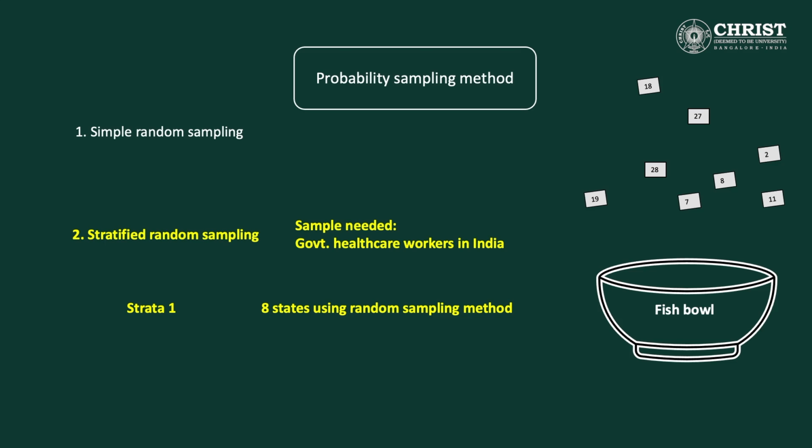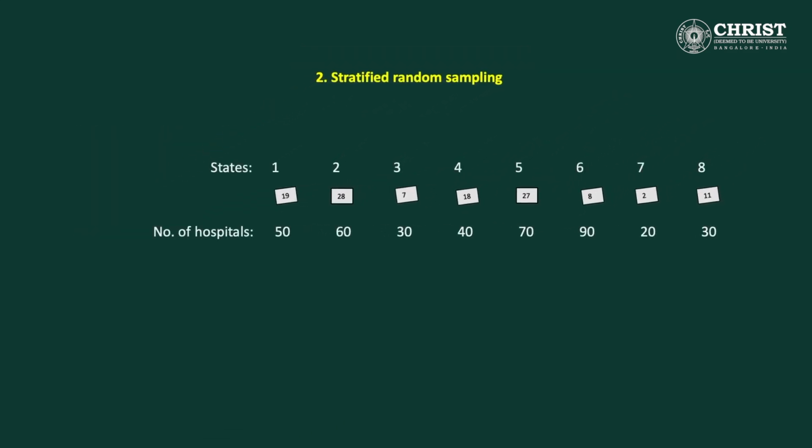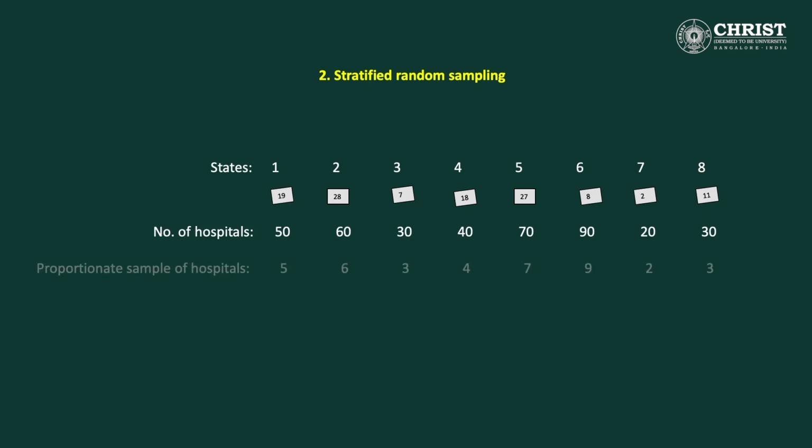Now imagine that in the first state there are 50 hospitals. In the second, there are 60 hospitals. In the third state, there are 30 hospitals. And in the fourth, fifth, sixth, seventh and eighth states, there are 40, 70, 90, 20, and 30 hospitals. We will select a random sample of hospitals in an exact proportion, such as 5 hospitals from the first state, 6 from the second, 3 from the third, and 4, 7, 9, 2, and 3 from each of the rest of the states.